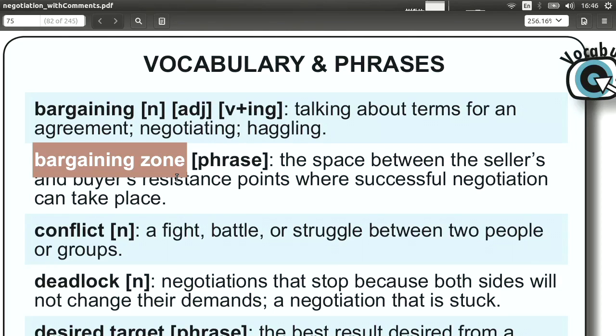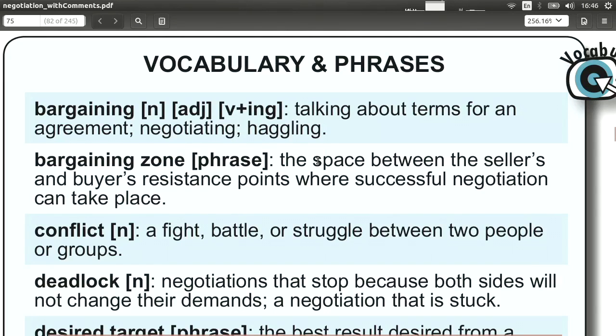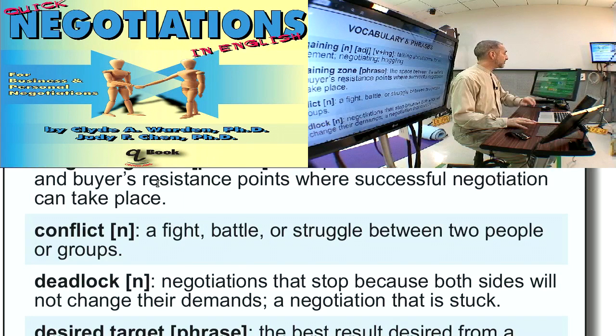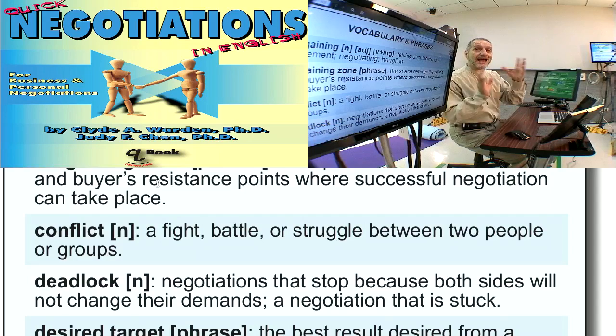And so there are some special words like this, the bargaining zone. The bargaining zone is the space between the seller's and the buyer's resistance points. In this chapter, I don't want to go into detail of this now, but it just means there's a place, a price, or a quality, or a quantity, whatever they're bargaining about. They could be bargaining about anything, right?